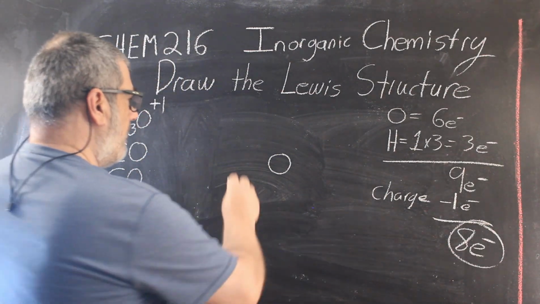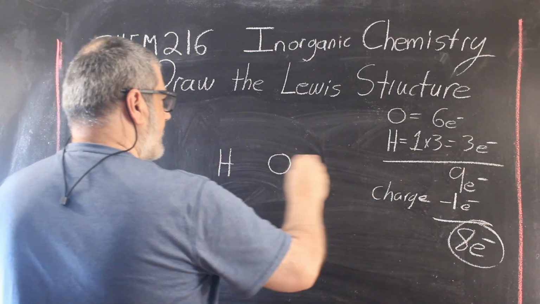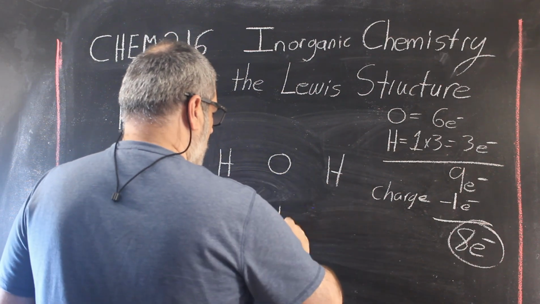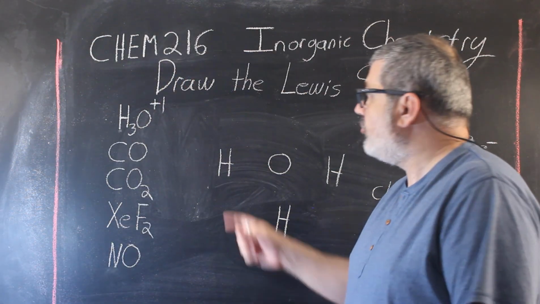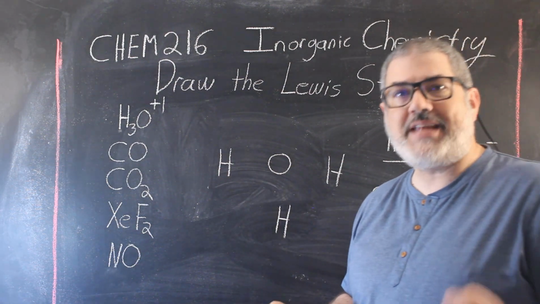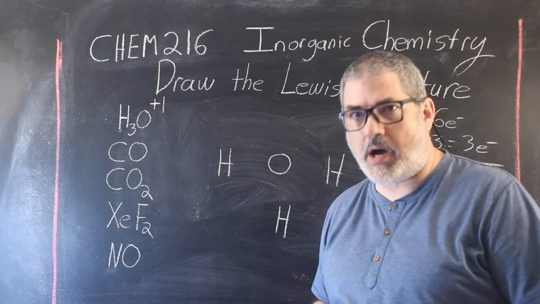How are we going to do that? Well, the first thing is we put the atoms that are going to be connected to it, right? So we have 3 hydrogens. They must have a single chemical bond.